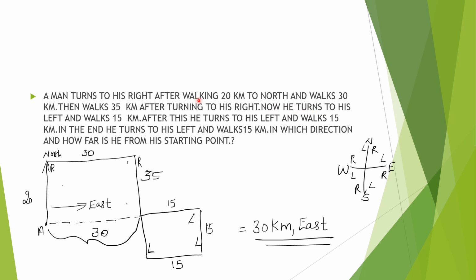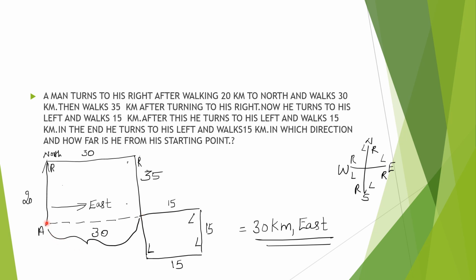Then he turns to his left and walks 15 kilometers. Then he turned to his left and walked 15 kilometers. In the end, he turns to his left and walks 15 kilometers. So here also he turned and walked 15 kilometers. Then at the end he turns left again and walks. In which direction and how far is he from his starting point?